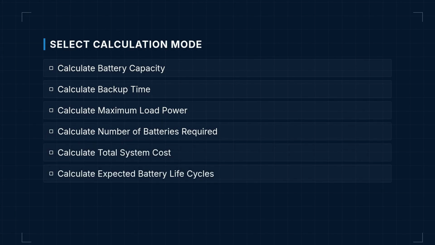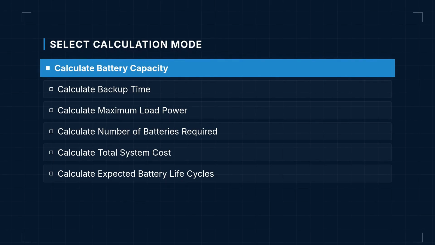First, select your calculation mode from 6 options: calculate battery capacity, calculate backup time, calculate maximum load power, calculate number of batteries required, calculate total system cost, or calculate expected battery life cycles. For this demo, I'm using calculate battery capacity.